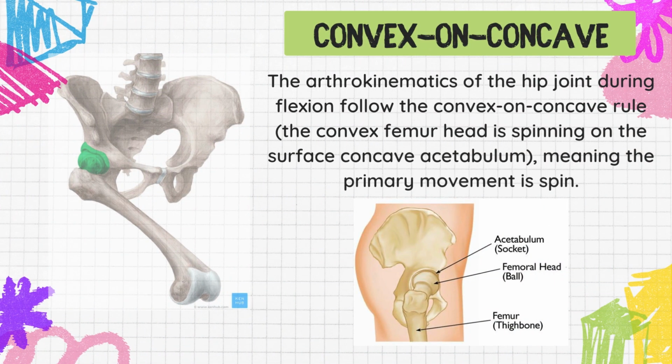Convex on concave. The arthrokinematics of the hip joint during flexion follow the convex on concave rule. The convex femur head is spinning on the surface of the concave acetabulum, meaning the primary movement is spin.